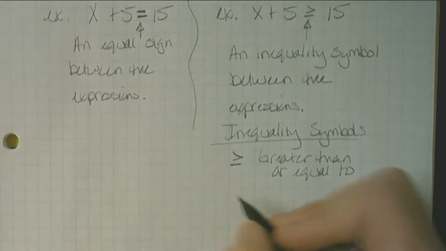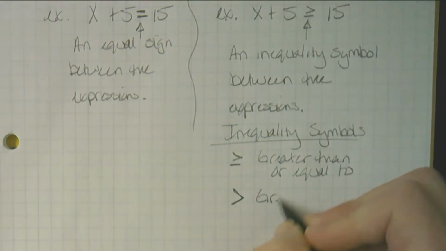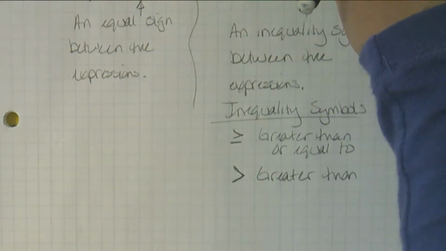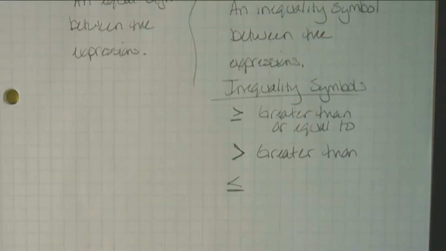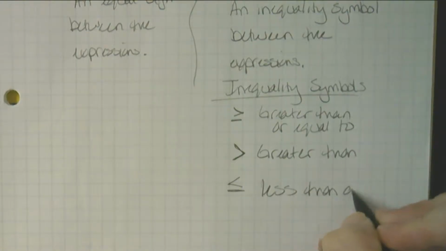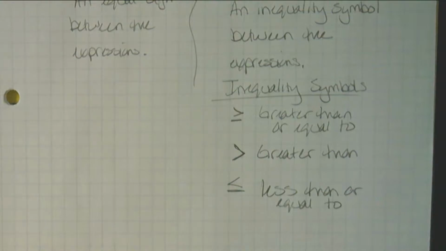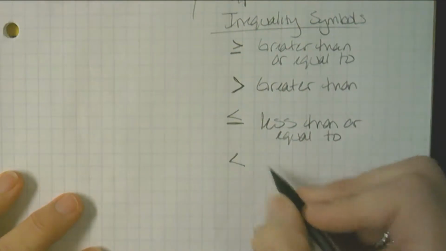All right, so what is this called? Without the line underneath it. What is that called? Nick? Yep, that's just a greater than. All right, what is this called? Sam? Excellent. Less than or equal to. All right, what is that called? Jacob? That's just a less than.